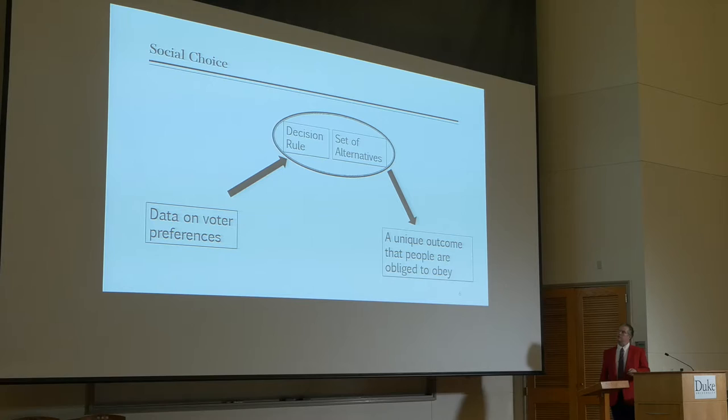So the general social choice problem is this. We get data on voter preferences. We have some decision rule and some set of alternatives, and I drew a circle around those because a lot of times the rules determine both of those things. But this is basically where the rules live, here. How do we decide what the alternatives are and how will we choose among them? And what we want is, as an output, some unique outcome that the people are obliged to obey. It may be easy to get a unique outcome, but we want the rules to take the data that citizens provide, usually in the form of votes, process that by applying it to their ranking of the set of alternatives, use a decision rule to choose one, and that gives us an output.